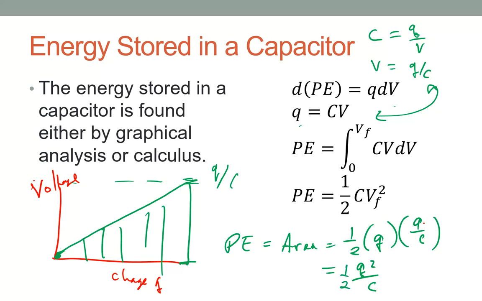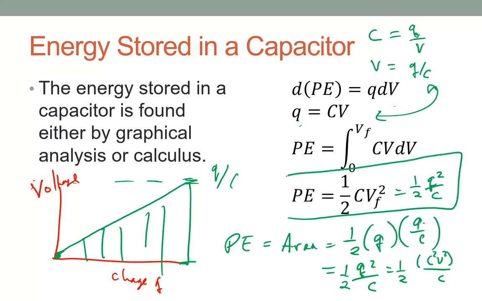Now that's not the equation I have written above. What's the difference? Using that equation, Q equals VC. If I replace Q with CV, let's put the square inside. Then one of the C's cancels, and it gives me 1/2 C times V squared. So either one of those would be an equation to tell me the correct potential energy stored.